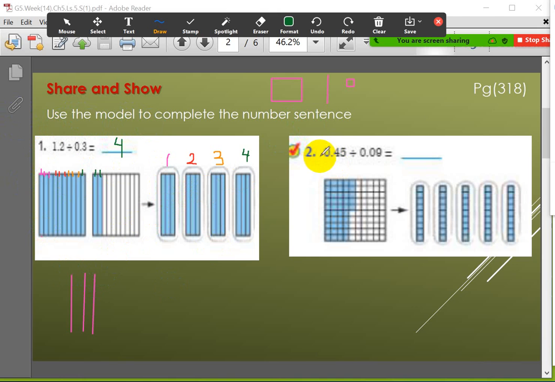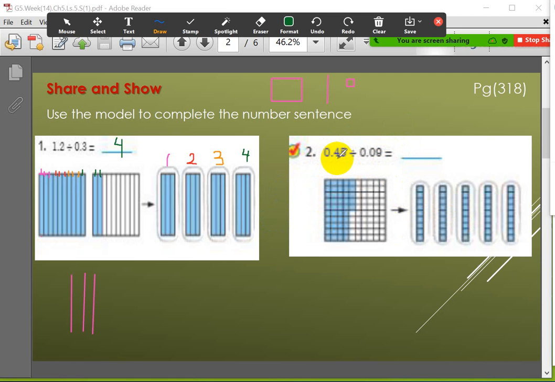Now, let's see number 2. Number 2, I want to divide 0.45 by 0.9 hundredths. Look, girls. First, I have to represent both numbers, the dividend and the divisor, in the base 10 blocks. Then I will divide the models.